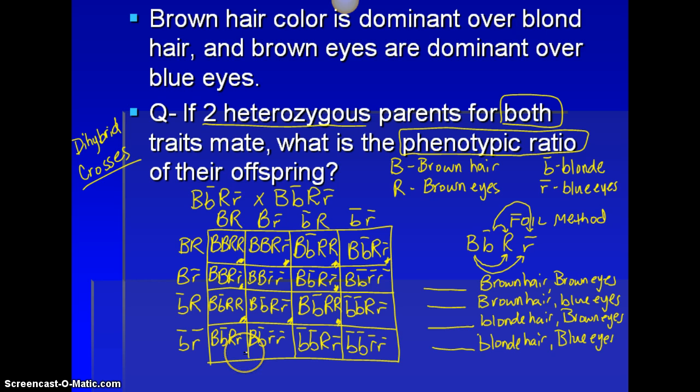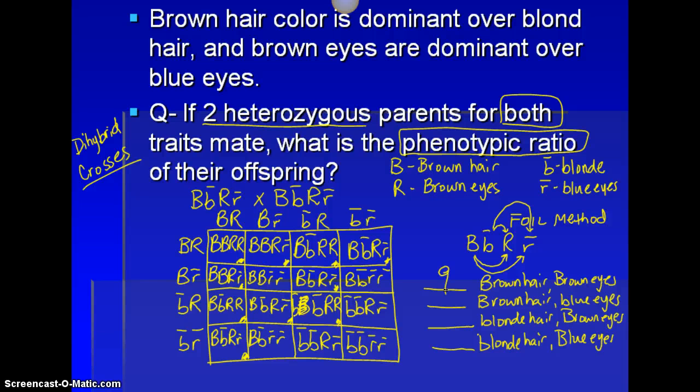I have one of these written in wrong because that should not be. Sorry, just looking for the one that's done wrong. This one here. Should be a little b. So 9. This is a no, and a no. So we have 9 that are showing brown hair and brown eyes.